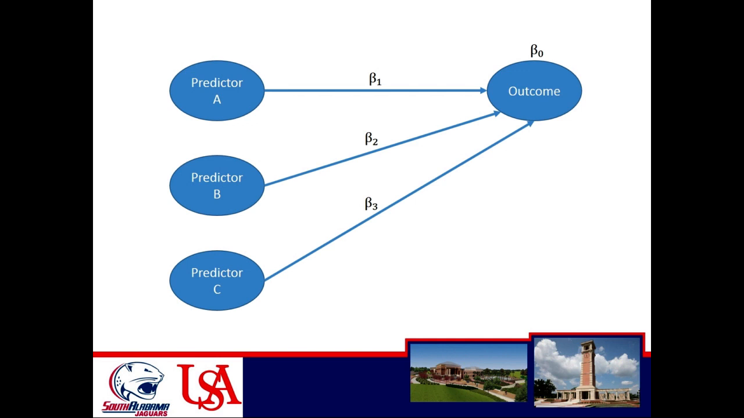That beta 1 gives you an estimate of the linear relationship between predictor A and the outcome. Beta 2 gives you an estimate of the linear relationship between predictor B and the outcome. And beta 3 gives you an estimate of the linear relationship between predictor C and the outcome.